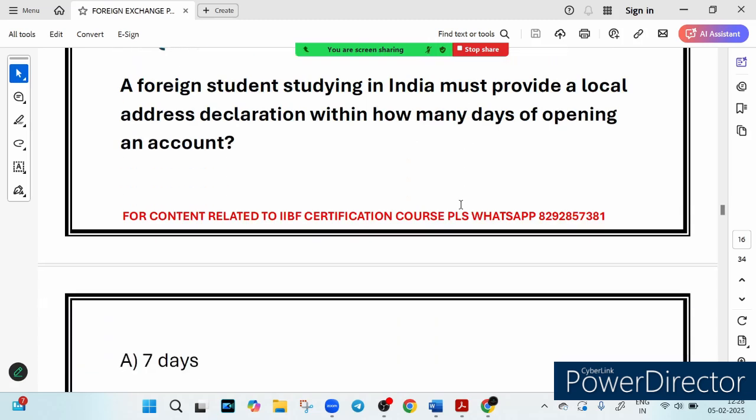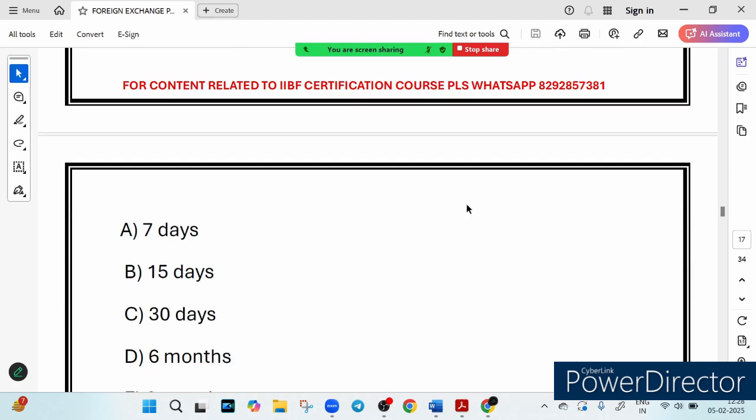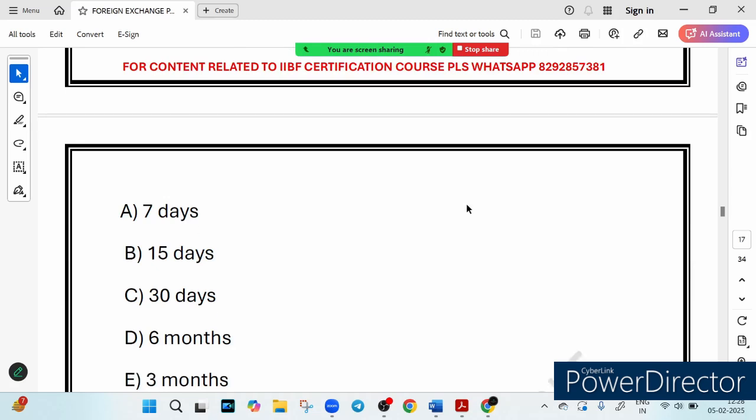A foreign student studying in India must provide a local address declaration within how many days of opening an account? Very good question, right? Option A says 7 days, option B says 15, then 30 days, 6 months or 3 months. So 7 days is not correct, right? Imagine you are a foreign student arriving in India and opening a bank account. If you have to provide your address within 7 days, it might be too soon, right? 15 days is also not correct, right?